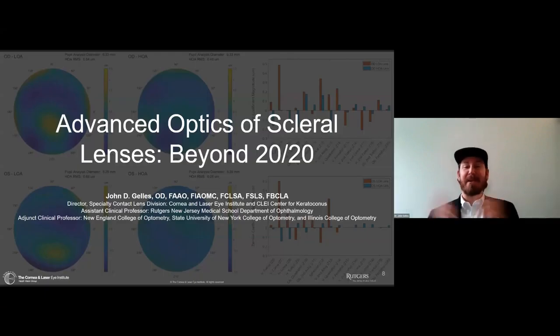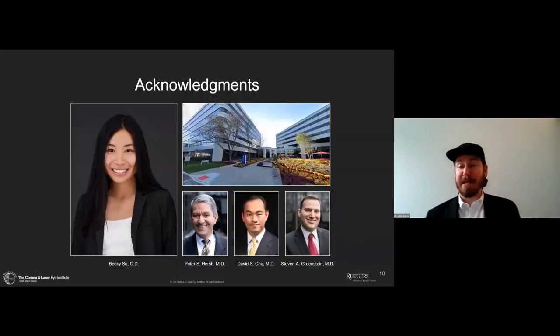So today we're going to talk a little bit about advanced optics of scleral lenses and what you can do beyond 20/20. I have some acknowledgments to make. Dr. Becky Sue is my current cornea and contact lens fellow. She is absolutely amazing, has really contributed to the vast majority of what you're going to see today, and has made many of the presentations that I'll be presenting. We work in a great center with an amazing team, Dr. Peter Hirsch, Dr. David Chu, and Dr. Stephen Greenstein. Without them, this really wouldn't be possible. Also, I have to thank the Scleral Lens Society, Rob, for having me on today, and Stephanie Wu and Wu Yu.